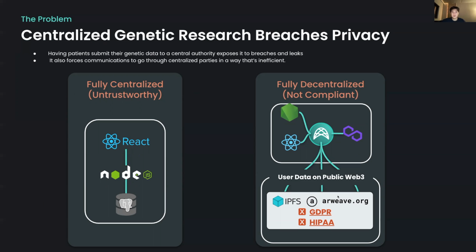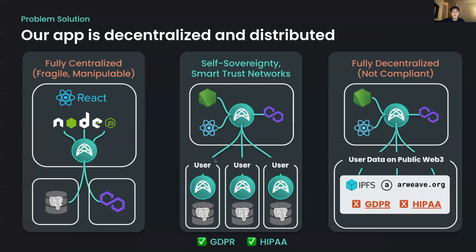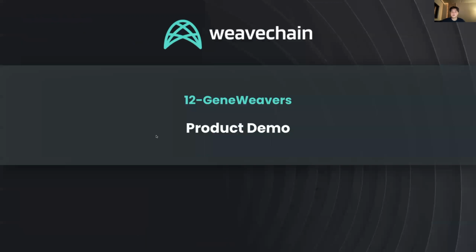publicly accessible on Web3. Our vision is to implement a marketplace with self-sovereignty using a combination of private local databases run on smart trust networks to handle these exchanges. And they're GDPR HIPAA compliant because sensitive data never leaves the participants' user machines. Let's jump straight into the product demo.